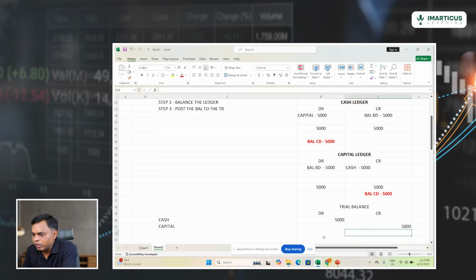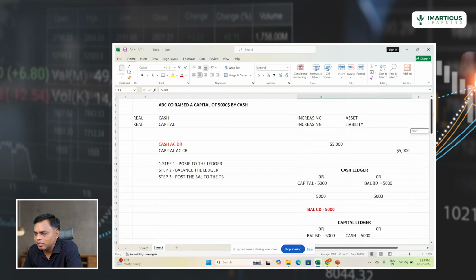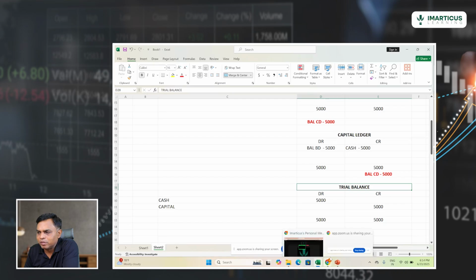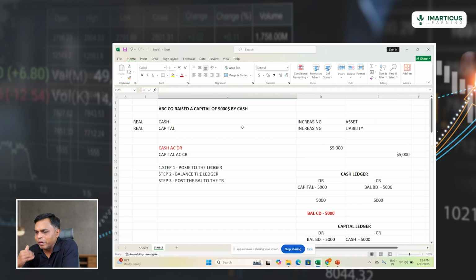Now if we total the trial balance on both sides, in this we have only one entry each. The total of the debit side is 5,000 and the total of the credit side is 5,000. So the trial balance is actually matching on both sides. This is the third step in the accounting life cycle. As I mentioned previously, you need to ensure the trial balance totals match.